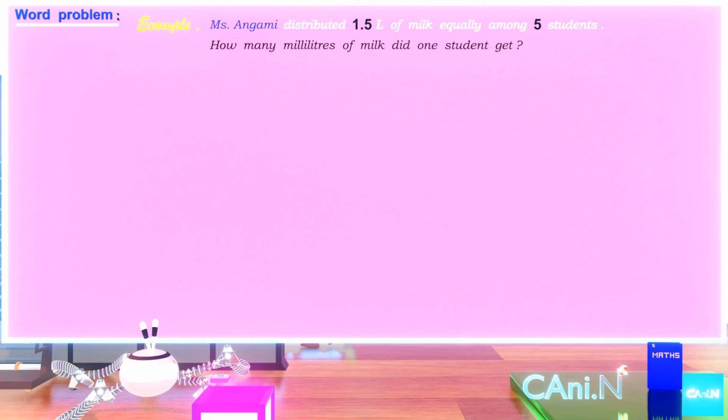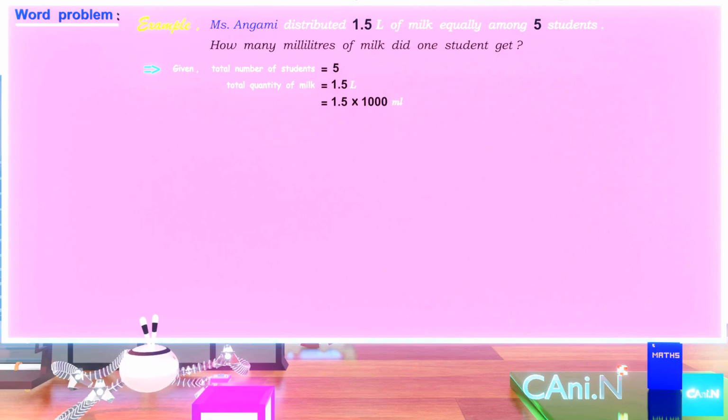Word problem. Example. Miss Angami distributed 1.5 liters of milk equally among 5 students. How many milliliters of milk did one student get? Given, total number of students equals 5. Total quantity of milk equals 1.5 liters. Now, first let us convert liter into milliliter. So, total quantity of milk equals 1.5 into 1000 milliliters equals 1500 milliliters.